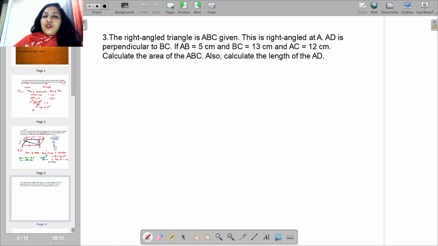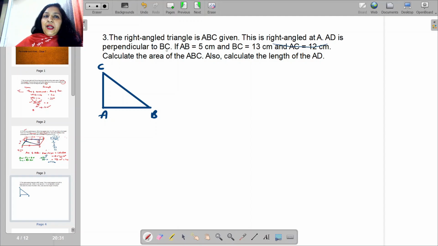A right angle triangle is ABC. This is right angled at A. Right angled at A का मतलब जो आप right angle triangle बनाओगे ना, जहां पर 90 डिग्री एंगल है वहां पर आपको A लिखना है. A, B and C. This is the given information. We have done it till here.